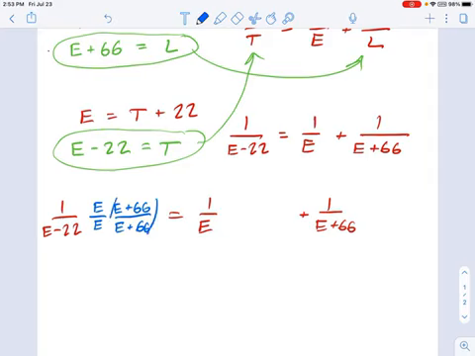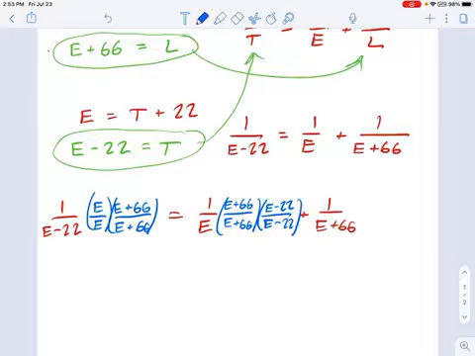Okay, those are the crazy ones here. And now the factor of E, what's that missing? Well, it misses E plus 66 from the fraction on the right, and it also misses E minus 22 from the fraction on the left. And E plus 66 is missing just a regular old E, and it's also missing E minus 22.